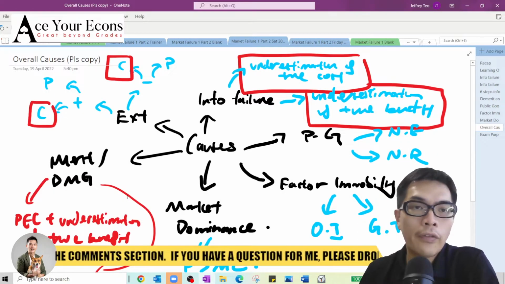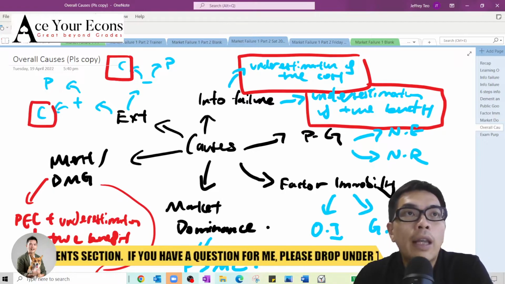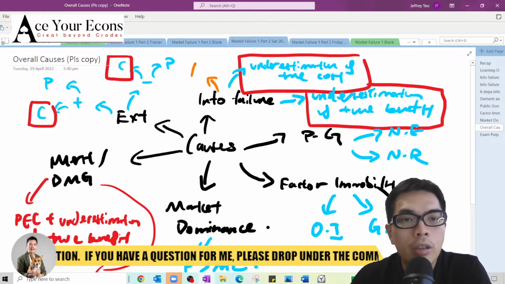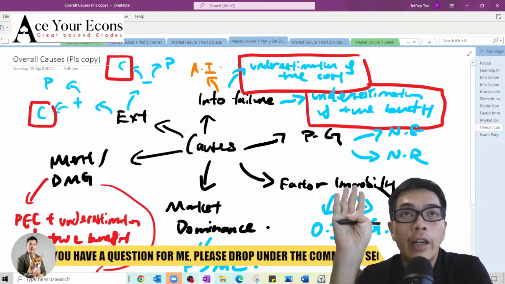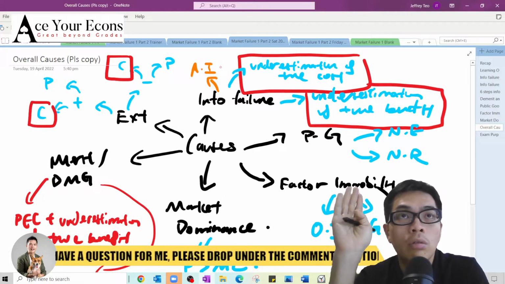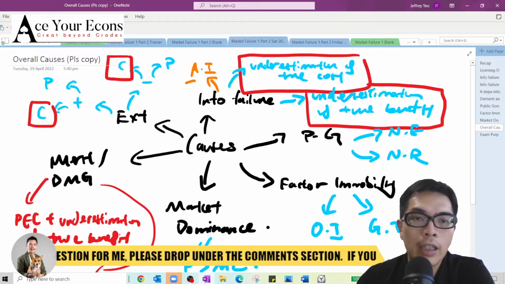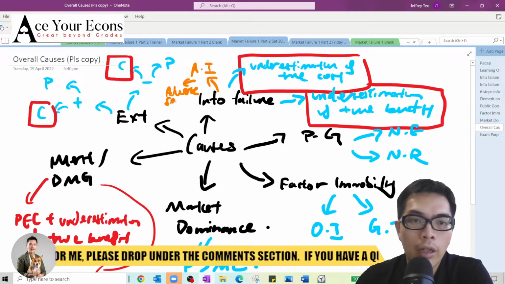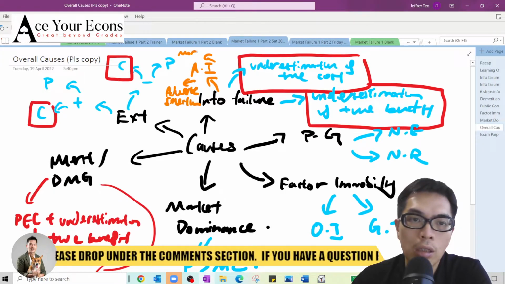Alright, so under info failure, there is one more that I haven't covered. That one will be covered under market failure 3 called asymmetric information. Anyone learn asymmetric information already? Have encountered that in school? Alright, so under asymmetric information, we will have adverse selection and moral hazard. This one will be covered sooner.